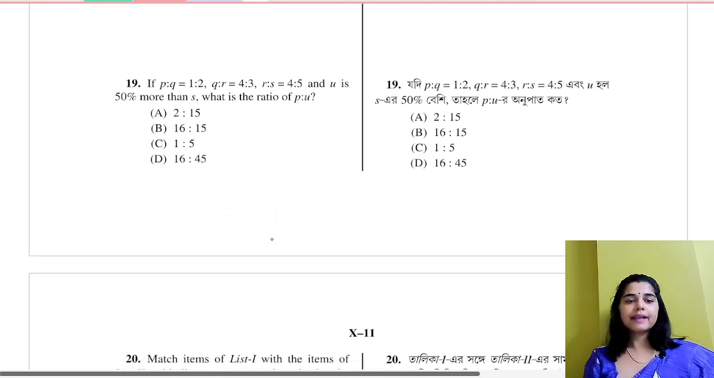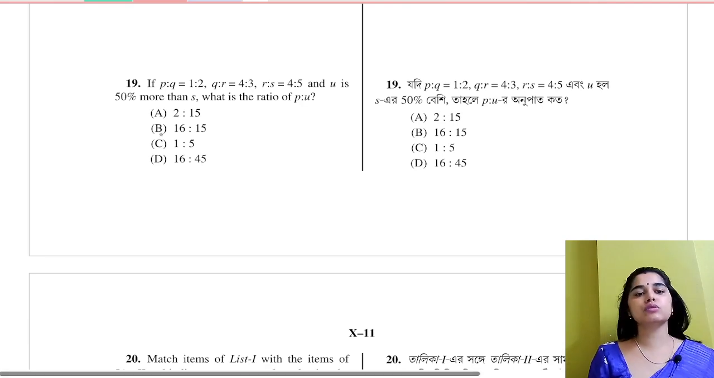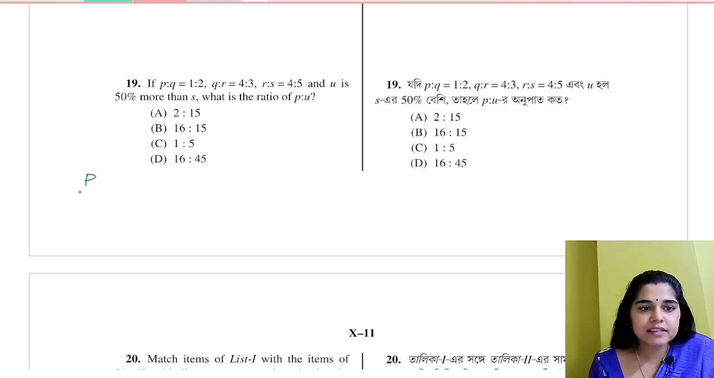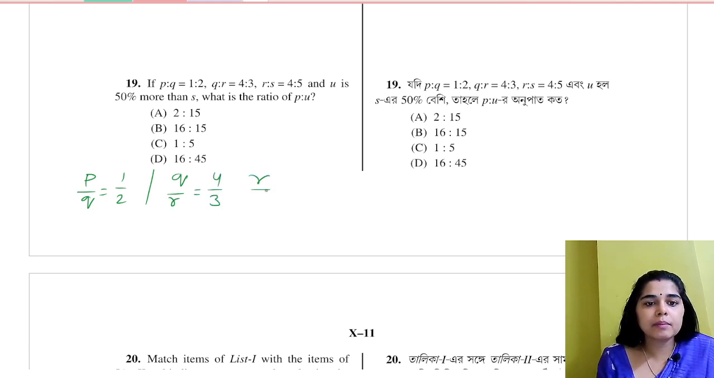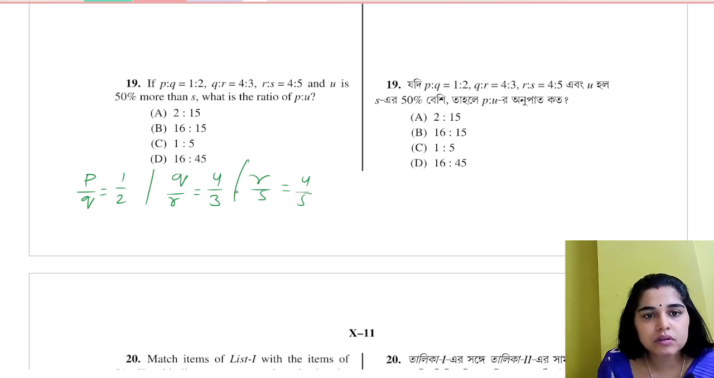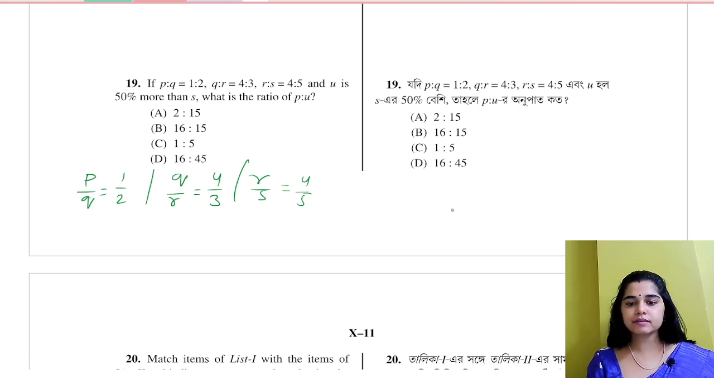Next question. What is the next question asking? P is to Q is 1:2, that is P by Q is 1/2. Q by R is 4/3. R by S equals 4/5. And then you are asked U is 50% more than S. What is the ratio of P and U? We will not do it like this.